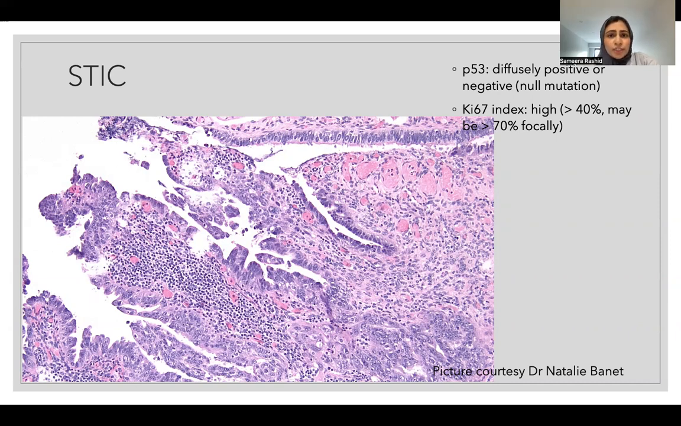In STIC, mostly we see overexpression, the mutated type of staining. Ki67 is another stain. It shows proliferative index, so it is high, usually more than 40% in cases of serous tubal intraepithelial carcinoma.